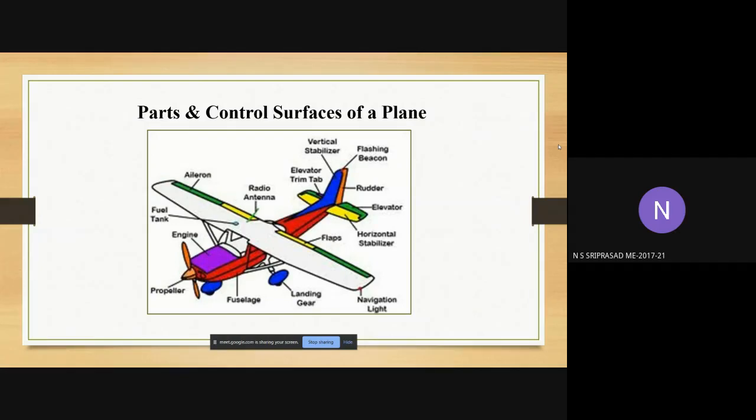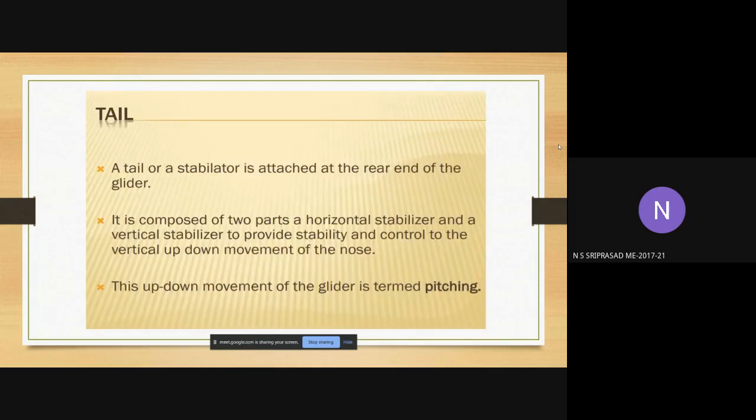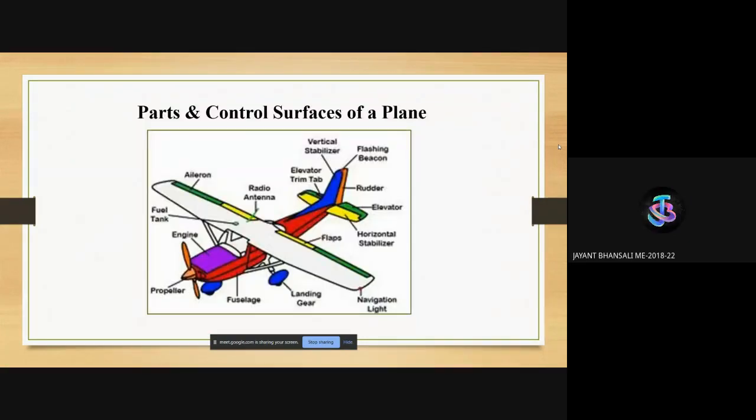Okay, fine. Can someone tell me the function of an aileron? Okay, let me pick out names then. Jayant Bansali, if you're here. Jayant? Am I audible? Yes, very much. So aileron is basically for turning the plane right or left. Is it for turning or is it for rolling? All right, good.